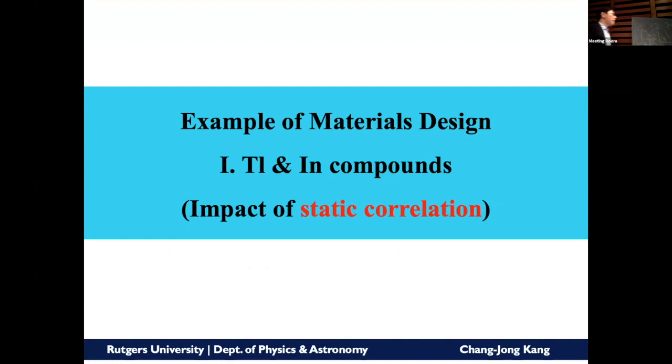So now I'd like to give a specific example of material design. The first example is the thallium and indium compound, which are related to barium bismuth oxide compounds. So in this example, I emphasize the impact of static correlation.